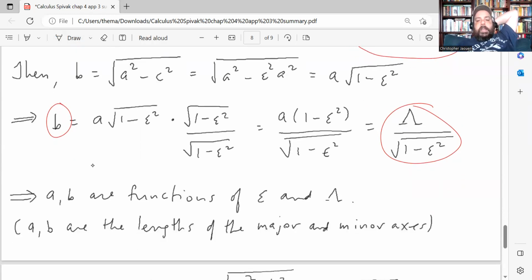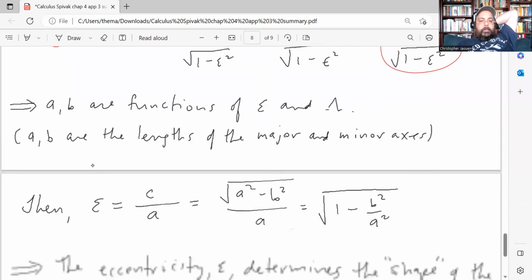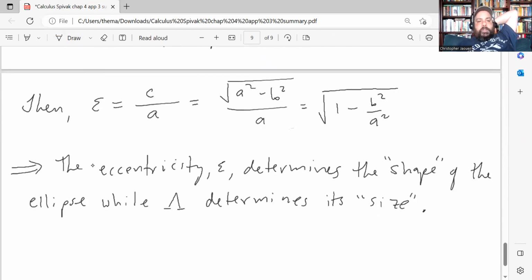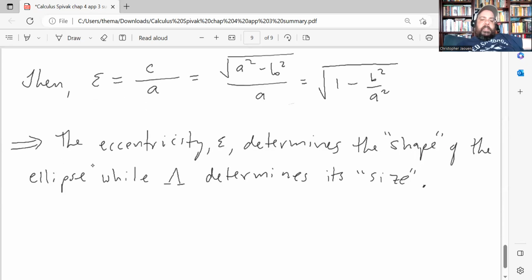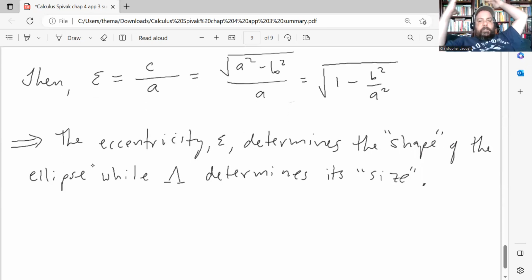So the values of lambda and epsilon tell you pretty much everything you need to know about the ellipse. And then again, rewriting some things here, epsilon we showed was equal to c over a, where c we know is the square root of a squared minus b squared. Bringing the a underneath the radical means you have to square it, and then simplifying things, you get the square root of 1 minus b squared over a squared. Which tells us, like I said a minute ago, but I'll restate it, that the eccentricity epsilon determines the shape of the ellipse, while lambda determines how big it is.